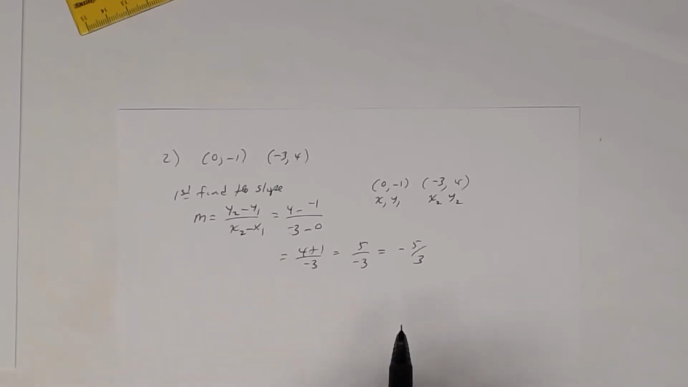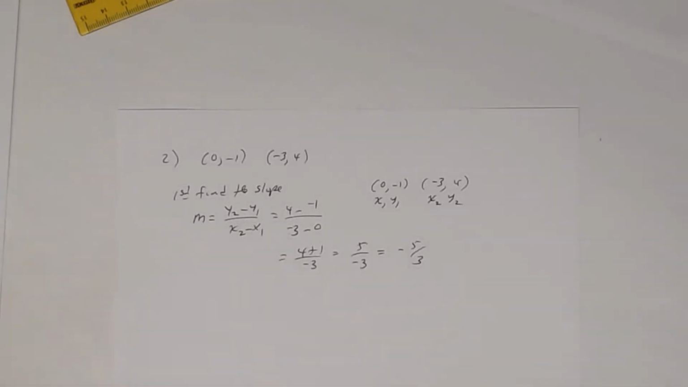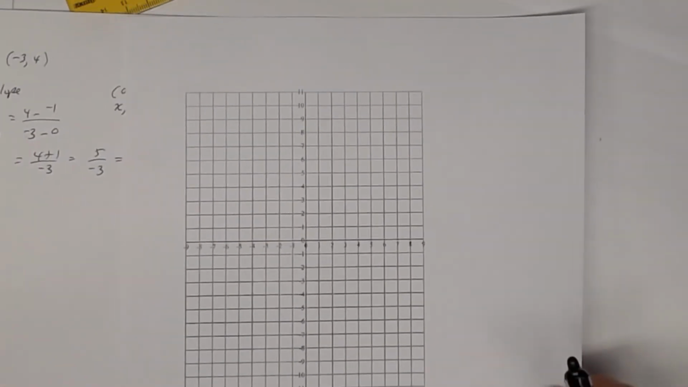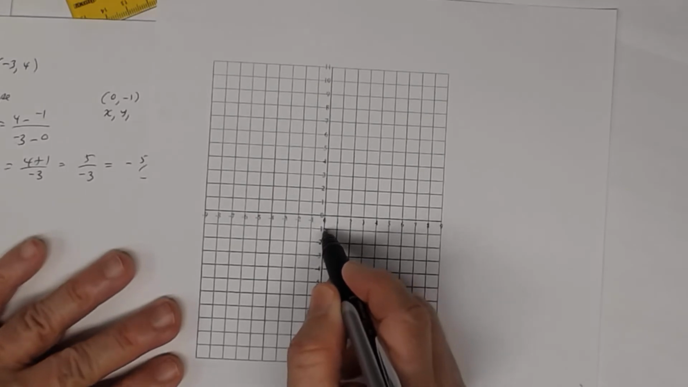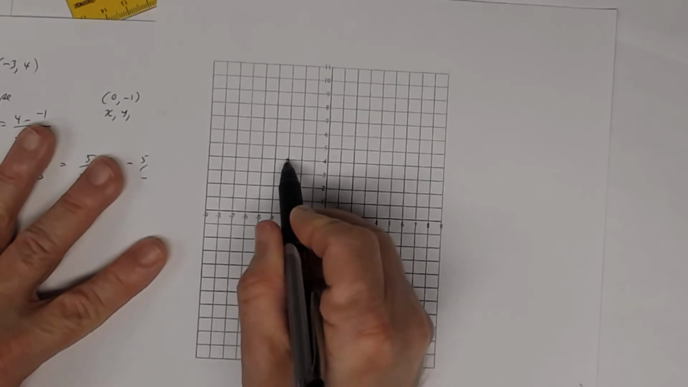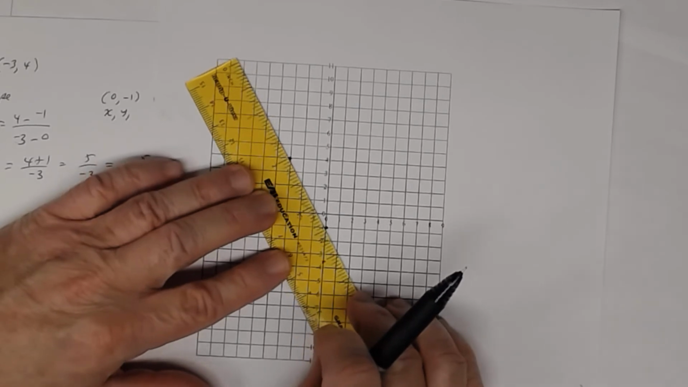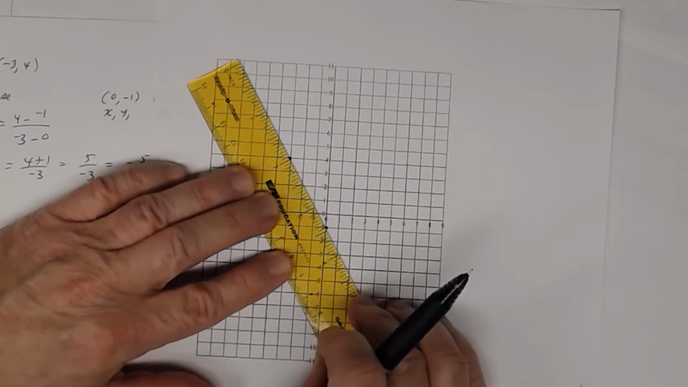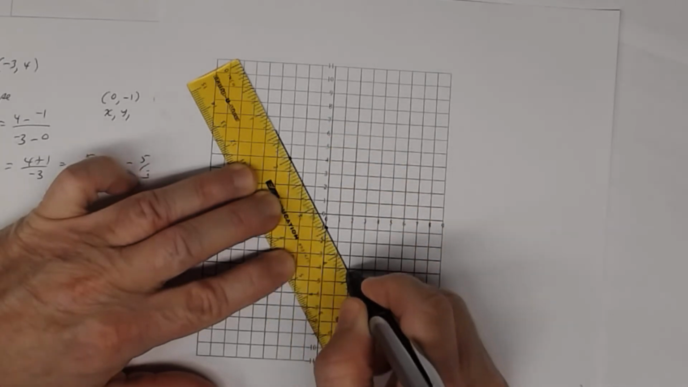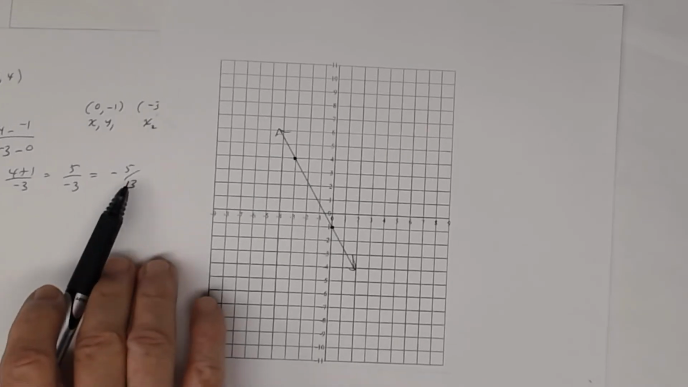All right, so that means if you were to graph that line, since the slope is negative, the line better be falling, right? The line should be falling from left to right. So let's just take a look at that real quick. So if you were to plot those 2 points, so here's 0, negative 1, and then here is negative 3, 4, right here. And then if I draw the line, notice the line's falling. So the slope should be negative, and it is. The slope is negative right here, negative 5/3.